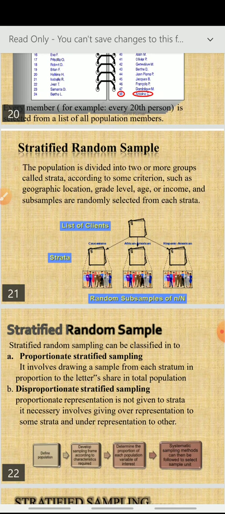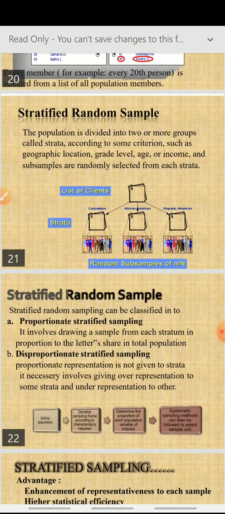Similarly, here one example is given: a list of clients, then strata and random subsamples. So it's a population, then suppose it's an expat population somewhere. So three sets of strata: Caucasians, African American, and Hispanic American, and we're collecting a sample from each stratum.